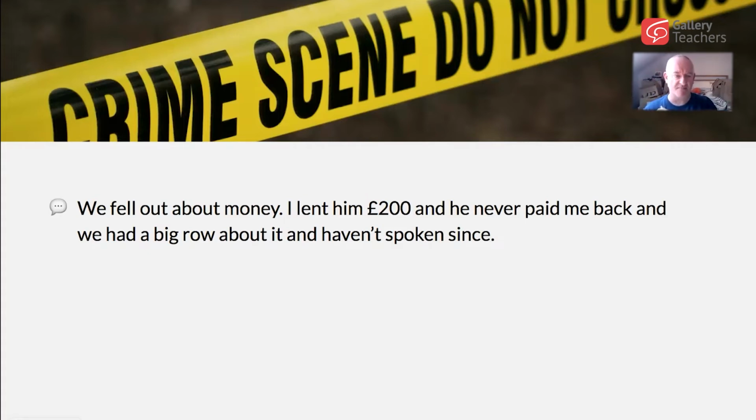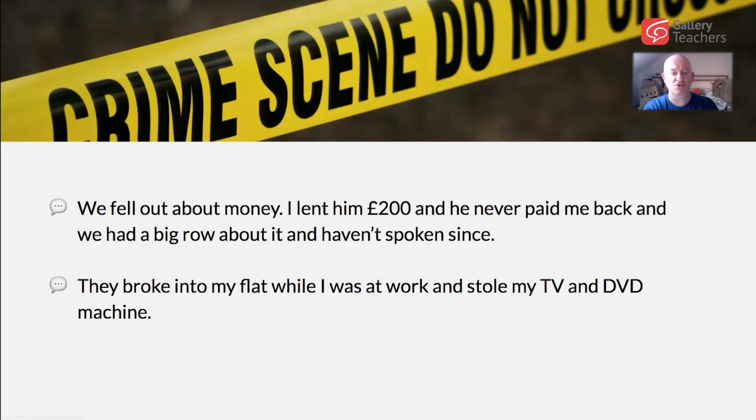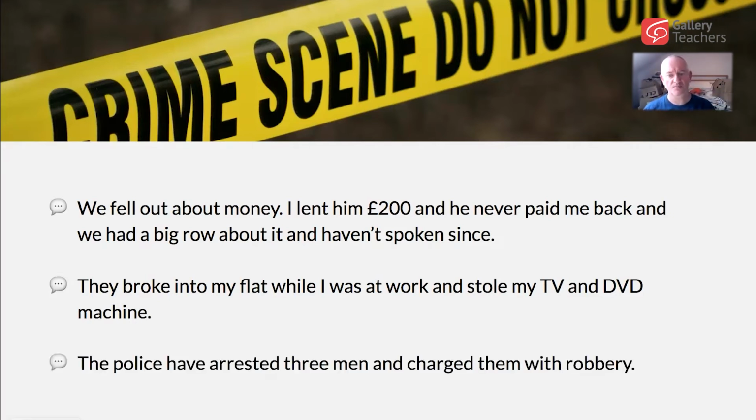Good. Just checking. With things like broke into. Yeah, so maybe we got burgled last year. They broke into my flat while I was at work and they stole my TV, DVD machine. Oh, very, very annoying. Again, I might gap something like "stole" here, okay, and elicit it from the students as I'm going through. The police have arrested 3 men and charged them with robbery after the bank robbery last year.